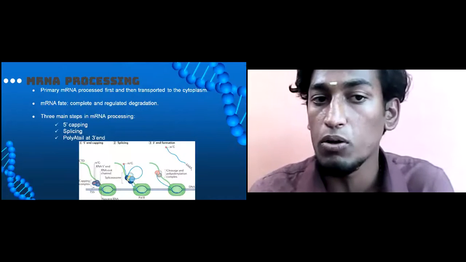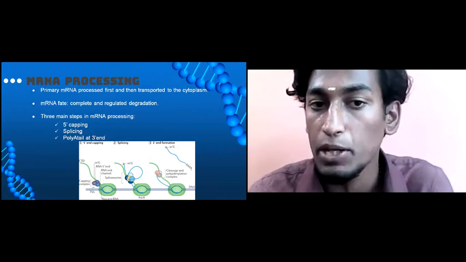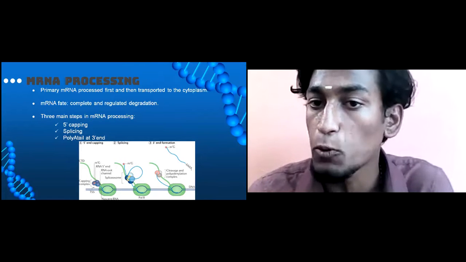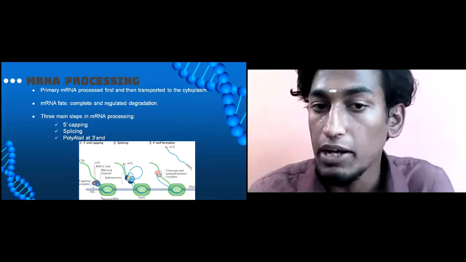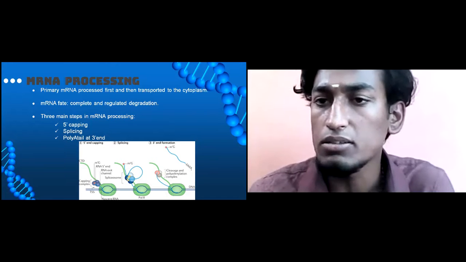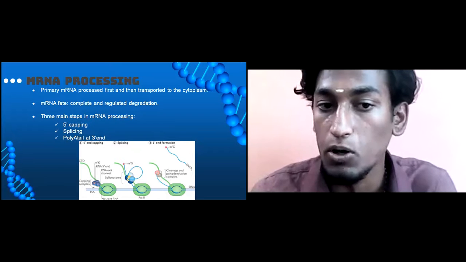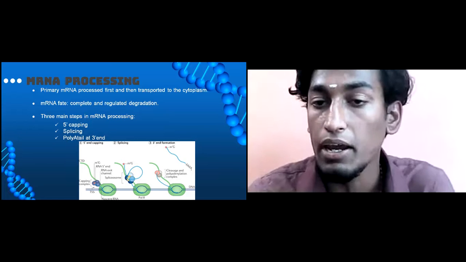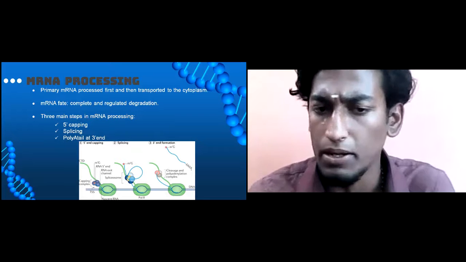Let me move on to mRNA processing. The primary mRNA, or pre-mRNA, or primary transcript, is processed first and then exported from the nucleus of the cell to the cytoplasm. The mRNA's fate is to be completed or to undergo regulated degradation. There are three main steps in mRNA processing, which is the post-transcriptional modification: the 5' capping, the splicing, and the poly-A tailing, or poly-A addition, which I'm going to talk about individually in an elaborate manner.